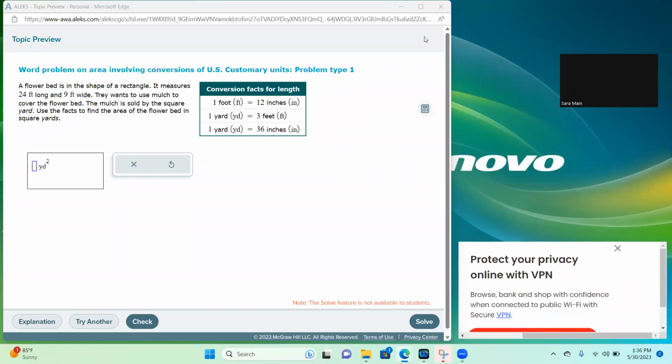Hello, I wanted to make a little video on these word problems in lesson unit 1.5. They can be a little tricky.